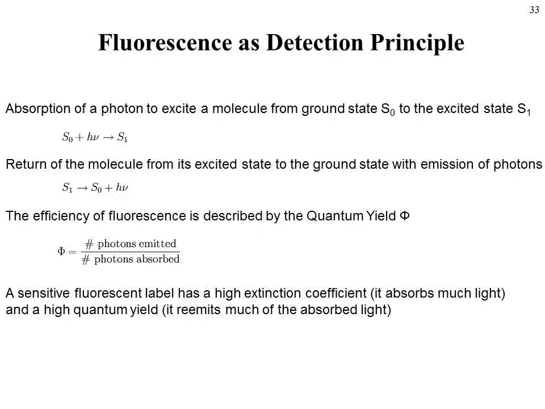A sensitive fluorescent dye or label thus should have a high extinction coefficient. It means it should absorb much light or a lot of photons. And on the other hand, a high quantum yield. That means it should emit a lot of light for every photon absorbed. That means for every photon absorbed, it should emit as close to one photon as possible. Extinction coefficient and quantum yield are determined by the structure of the fluorescent label or fluorescent dye.